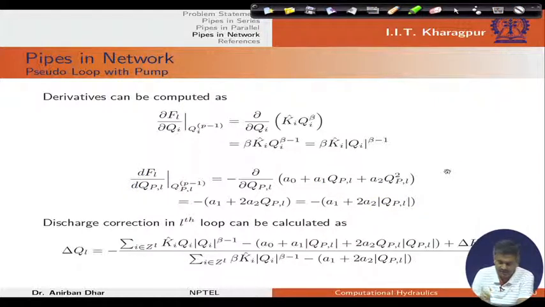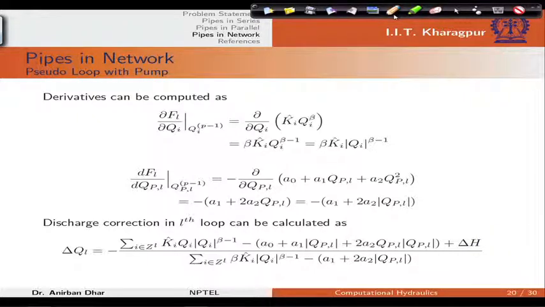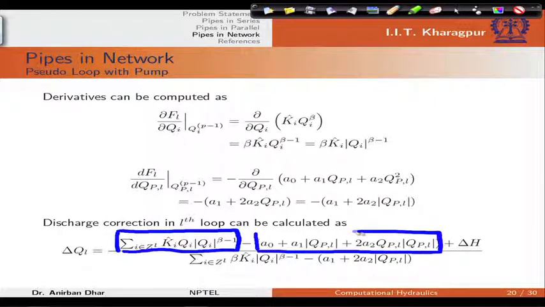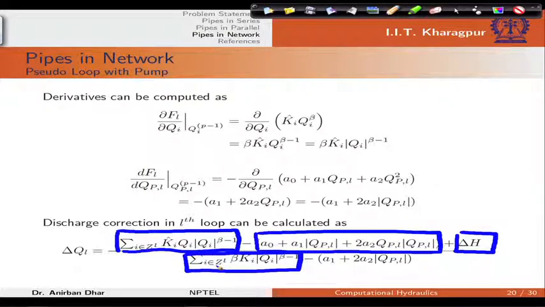So, discharge correction for the Lth loop can be calculated like this. In this case the first component is for pipes connected in the pseudo loop, this component is for pump, and this is for the usual head difference. Again in the denominator we have this component, which is our first component for pipes, and the second component is there to consider the effect of pumps.